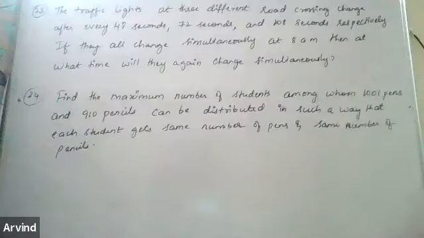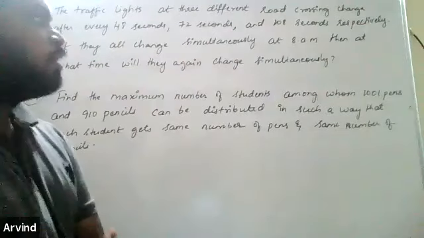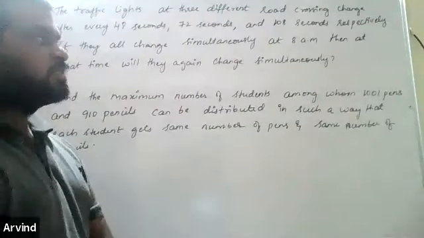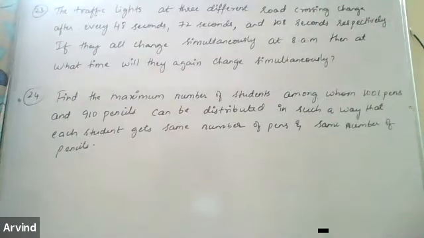Divide by 60. 7 minutes, 2 seconds. So it will be 8 a.m., 7 minutes, 2 seconds. That's what you have to write.